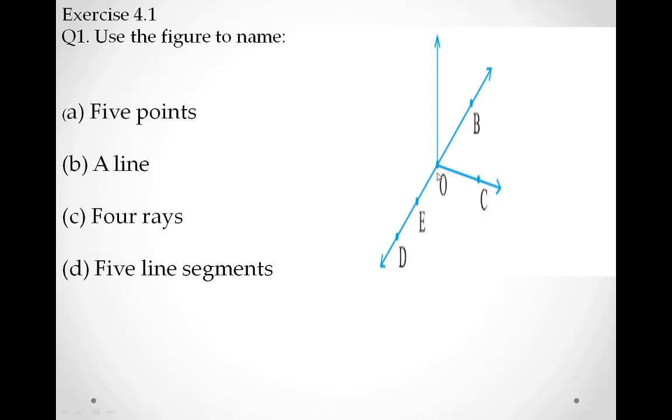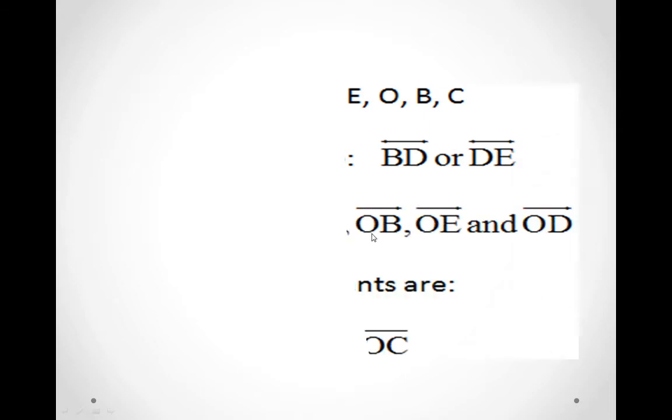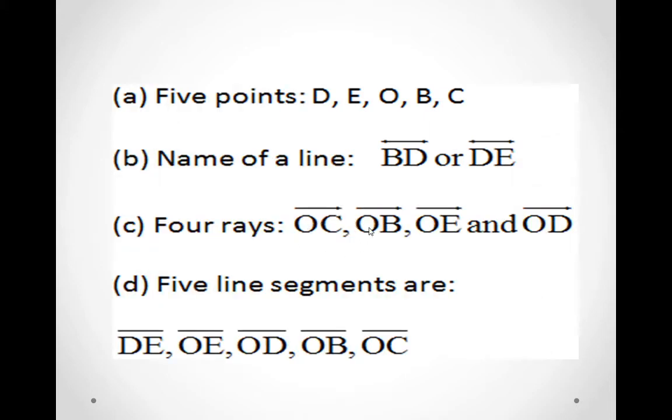Write the 4 rays. From the point O we can write the names of 4 rays: ray OC, ray OB, ray OE and ray OD. Every time we have to start writing the names of rays from O, because it has a point at one end and an arrow at the other end. So we have to write the names which start from O: ray OC, ray OB, ray OE and ray OD.